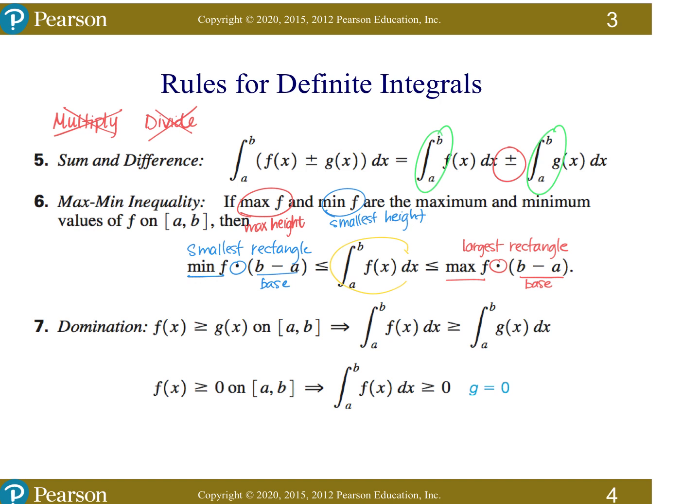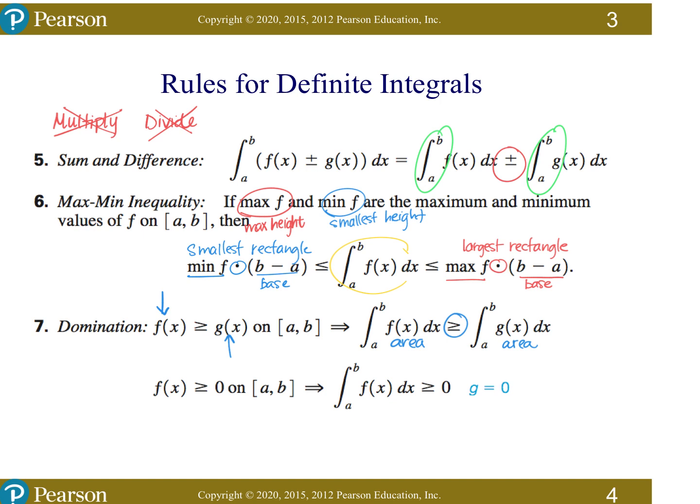And then we have the last property, which is the domination function. Basically, that is saying if f of x is always greater than g of x, if every f of x height is greater than every g of x height, then logic should tell you that the area under f of x is going to be greater than the area under g of x. And that should be a logical conclusion if you're thinking about area in terms of height.